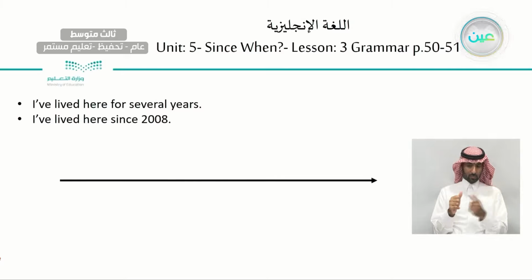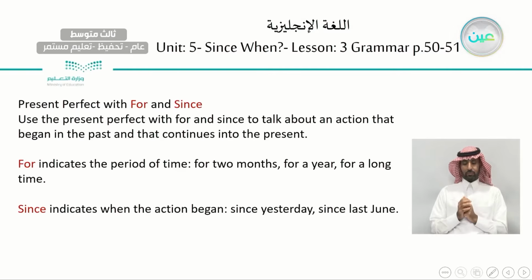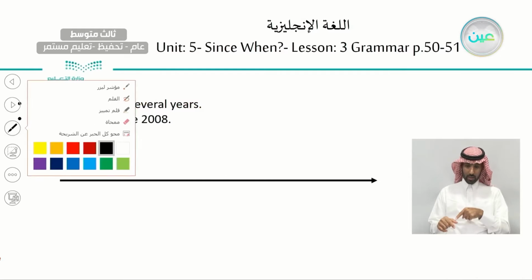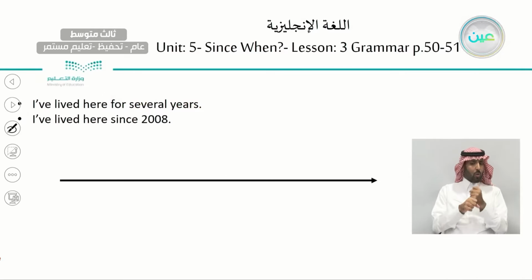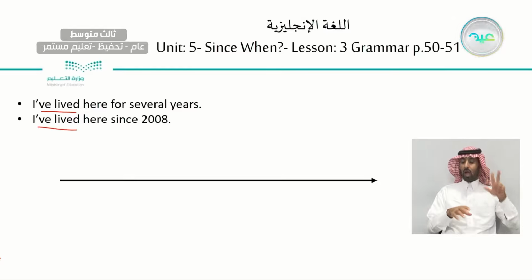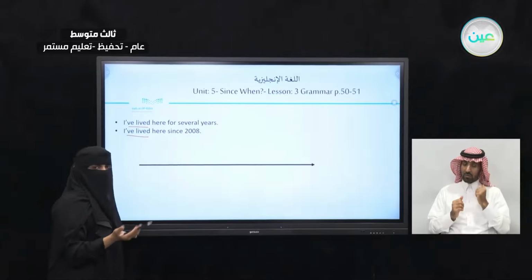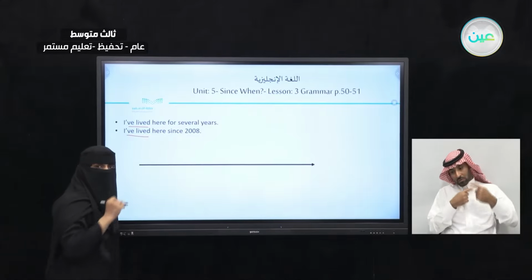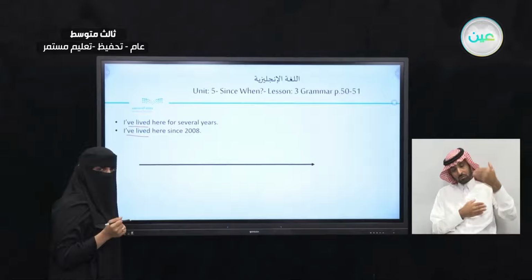Now let's look at these other two sentences. Here we have, I have lived here for several years. Which tense is it? The present perfect. And also here, I have lived here since 2008, okay? Maybe I still live there, okay? Maybe I will continue living there in the future, okay?